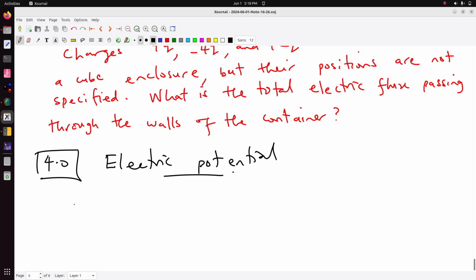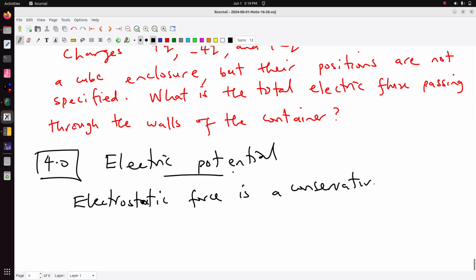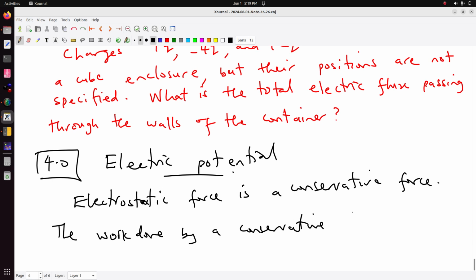Okay. Now, electrostatic force is a conservative force. It is an example of a conservative force field. So if you have a conservative force, it means we can obtain a potential. Now, let's define the work done by a conservative force. Let's denote the work done as W subscript C, meaning conservative force.